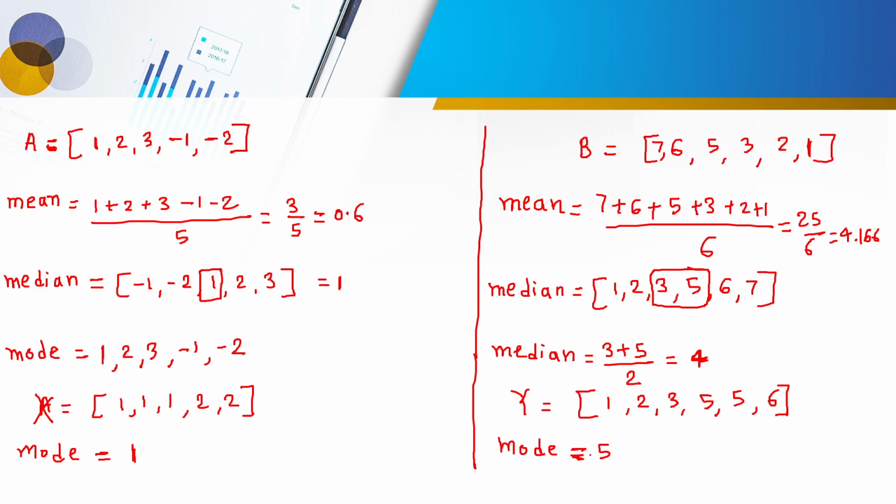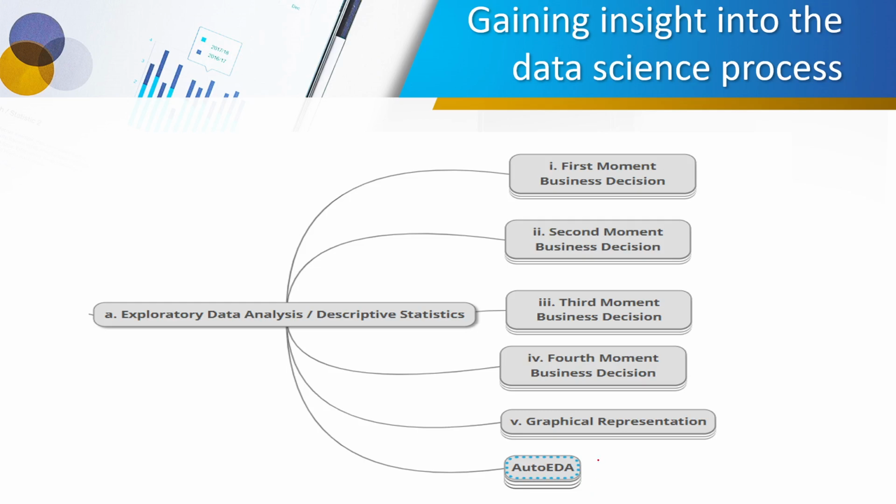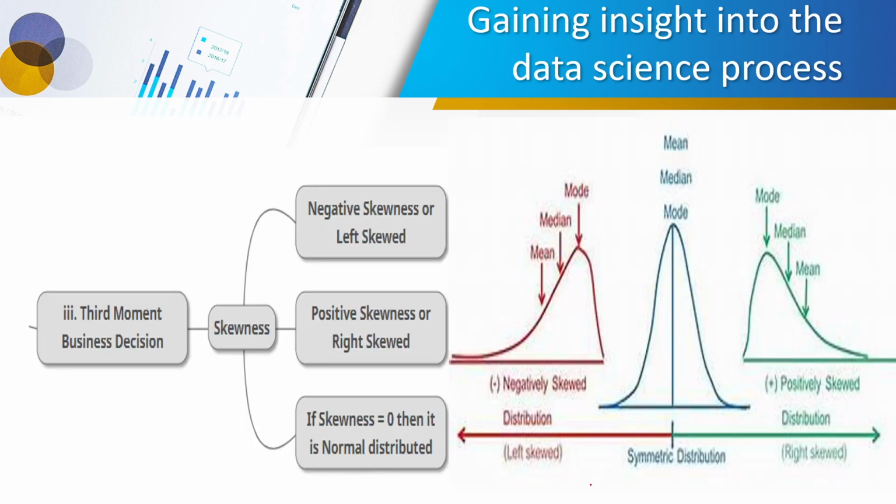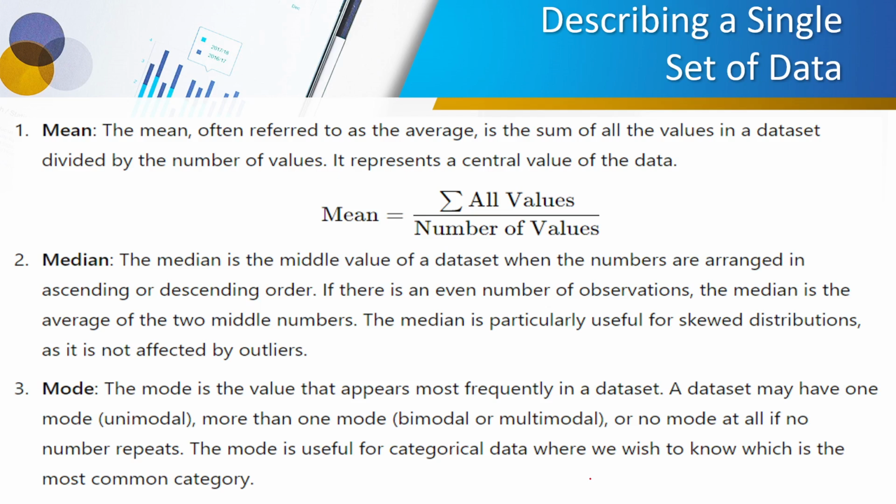Let's move to the next part now. I explained to you about the first moment business decision. This is the definition we have. In your exam, they will ask you the question, explain mean, median, mode, and they may also give a data set. Based on that, you have to calculate it. So this is the final expectation we have.